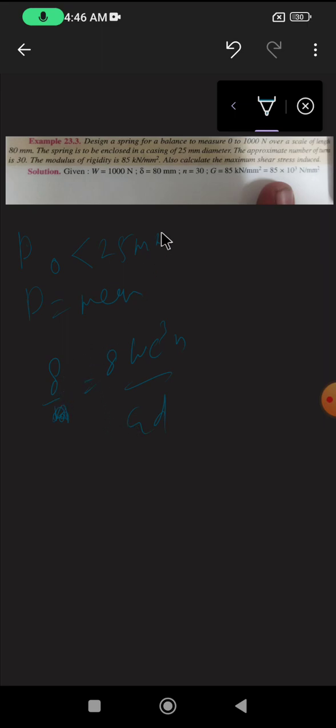So delta we have 80 mm, 8 into W. W we have 1000 newton. C we are keeping as C because we don't have C, into N. N we have, small n is 30. G we have, that is 85 into 10 raised to 3. And small d we don't have. So C cube by d we don't have, so we'll make this the subject. So we'll get C cube by d is equal to 28.3.